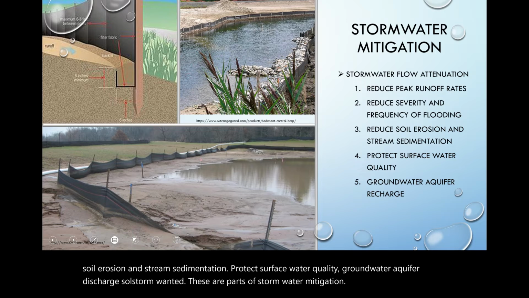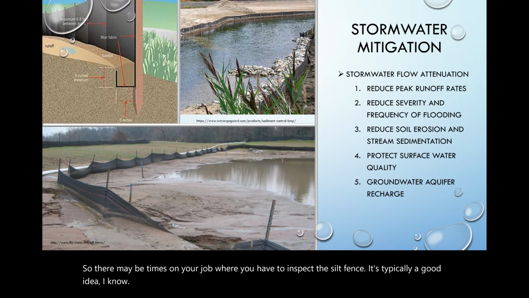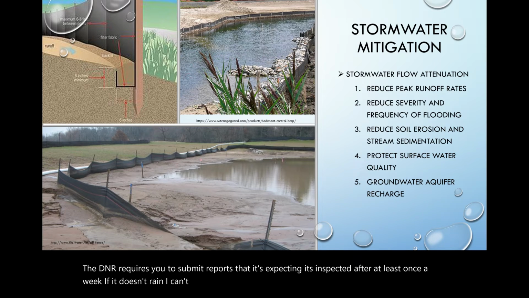So there may be times on your job where you have to inspect the silt fence. It's typically a good idea. I know the DNR requires you to submit reports that it's inspected at least once a week if it doesn't rain. I can't remember. Definitely after a rainstorm. So documentation, documentation, documentation.